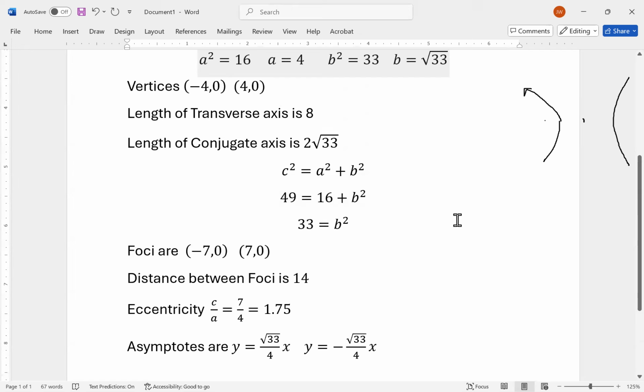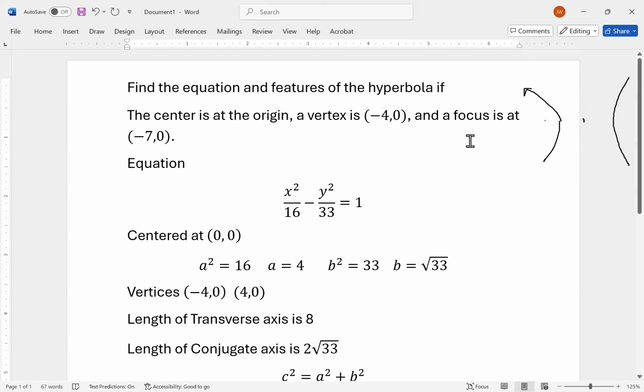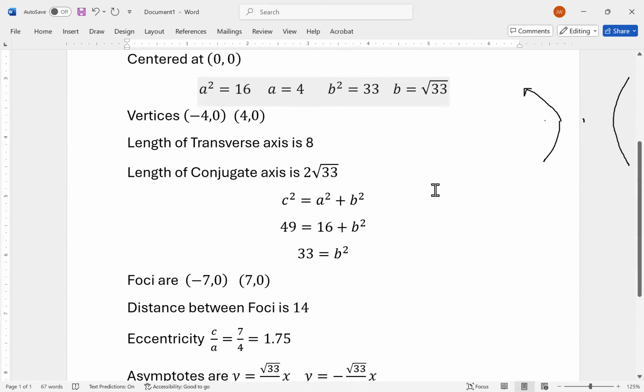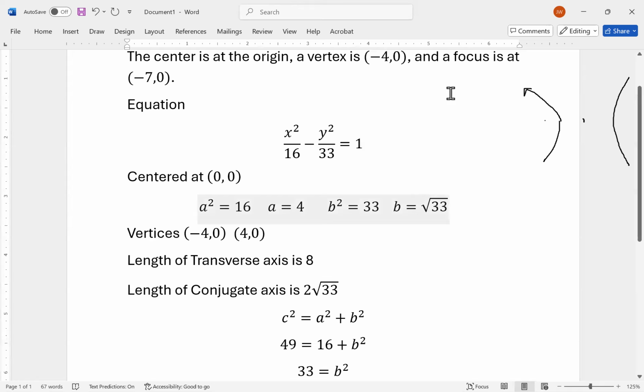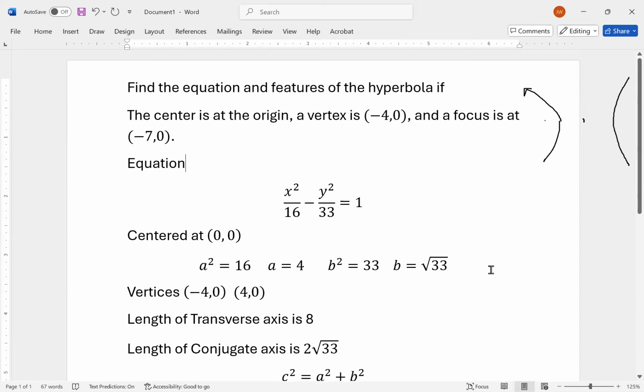In this case, I was given a vertex, a focus, and the center of a hyperbola, and I could come up with the equation and all the other features based on those 3 things. Hopefully that all makes sense.